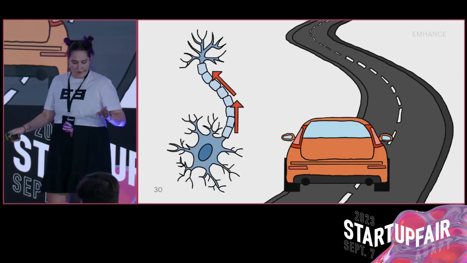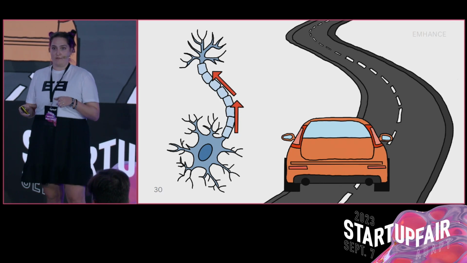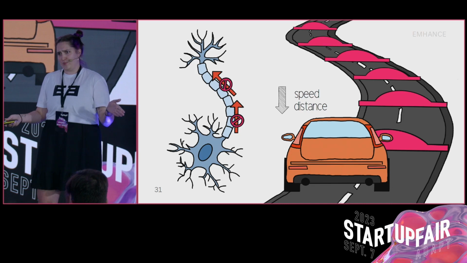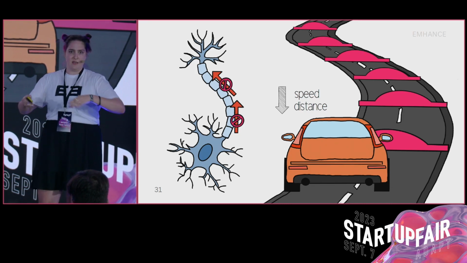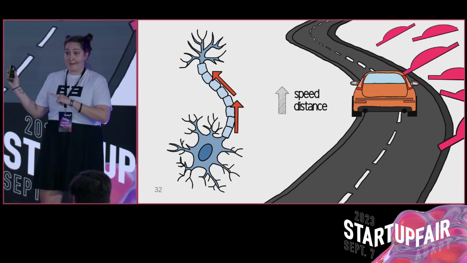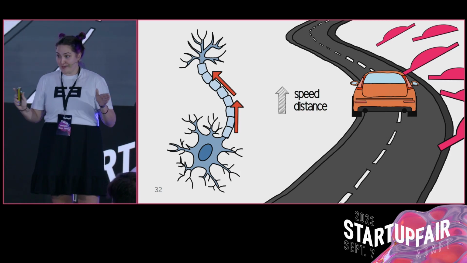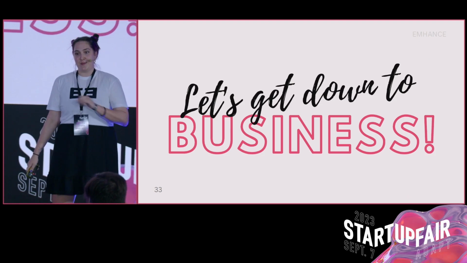Well, let's imagine our neuron being like the road on which a car is traveling. When someone has a neurological disorder, this road is filled with road bumps, meaning that the car cannot travel as fast nor as far as it would like to. When EMHANCE comes in, it knocks these roadblocks out of the way, allowing the car to propagate at normal speed for normal distances. But let's get down to business.